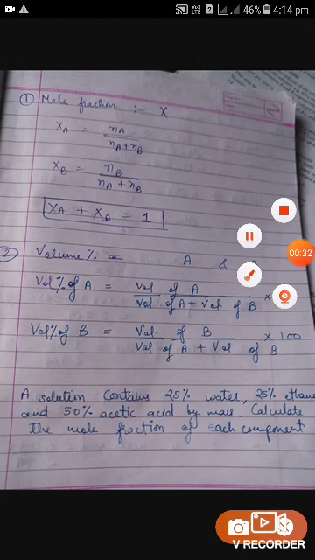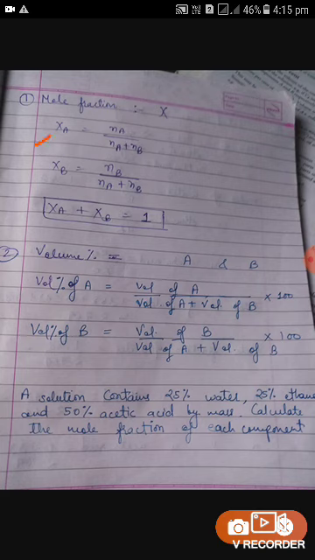For example, if we have two components A and B, and we have to calculate the mole fraction for component A, the number of moles of A, that is Na, upon total number of moles of components, that means Na plus Nb. And if we have to calculate mole fraction for B, then it will be Nb upon Na plus Nb. That means for whichever component we have to calculate, it will be on the numerator side and the total will be on the denominator side.